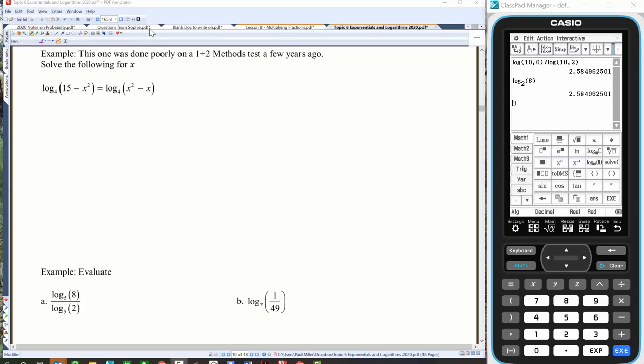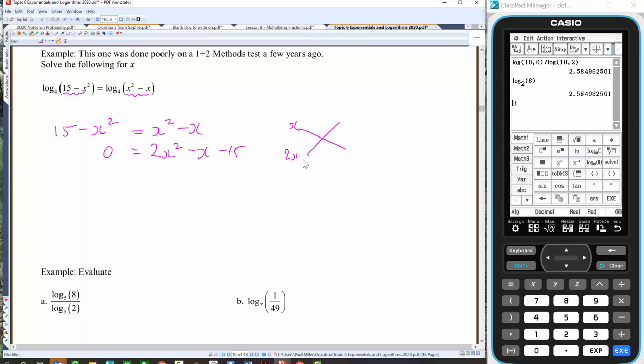Okay, so some practice here. This one was done poorly on a 1-2 methods exam a few years ago. Solve the following for x. Note here what we've got is log 4 on both sides, so we can simply equate these two. So 15 take x squared equals x squared take x. What we're going to do is let the right hand side equal 0. We've got 2x squared take x take 15.